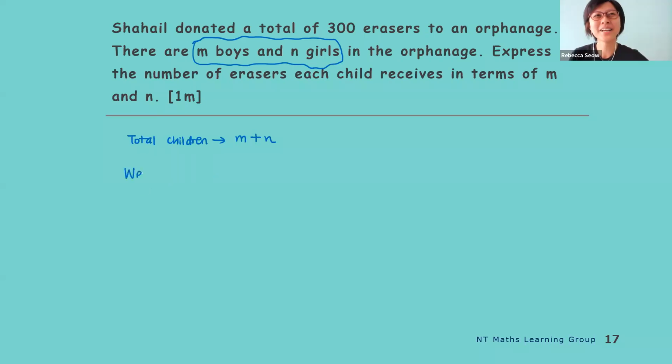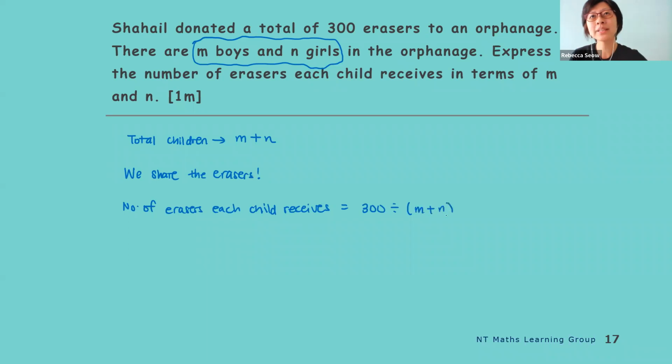So I put down we share the erasers. Okay, so number of erasers each child receives. That will be 300 divided by the total number. This is where I'm going to put bracket again because I don't want to split the M from the N. So it'll be 300 over M plus N.